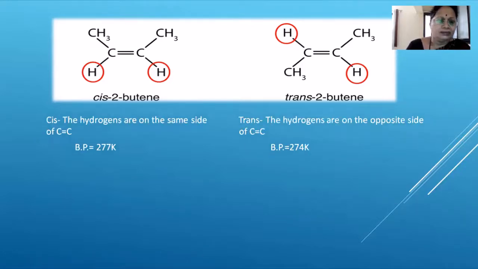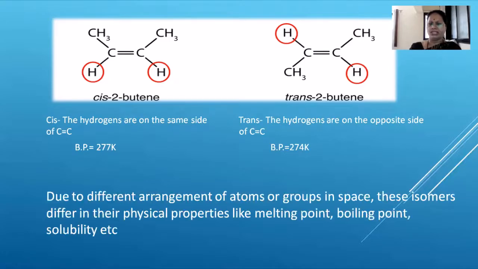Okay. Now they differ in their physical properties. Chemical properties are the same, but physical properties are different. See here, the boiling point of cis-but-2-ene is 277 Kelvin, while that of trans is 274 Kelvin. So the trans form is more stable than the cis form. Due to different arrangement of atoms or groups in space, these isomers differ in their physical properties like melting point, boiling point, solubility, etc.